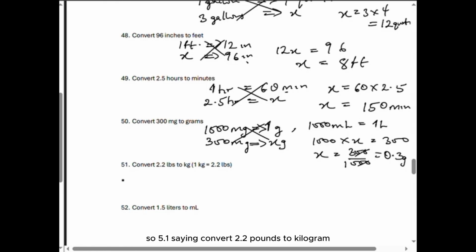So 51 is saying convert 2.2 pounds to kilograms. 1 kilogram is already 2.2 pounds. So you already have the units. I don't think there's any point in looking for that because it's obvious that 2.2 lb equals 1 kilogram. So we've been given this already.